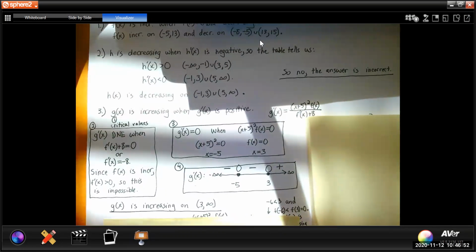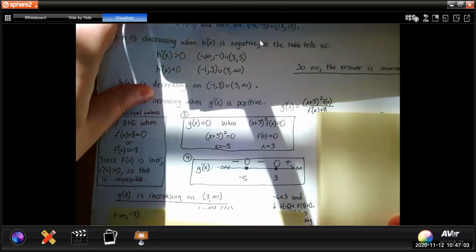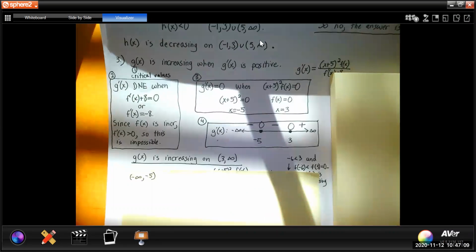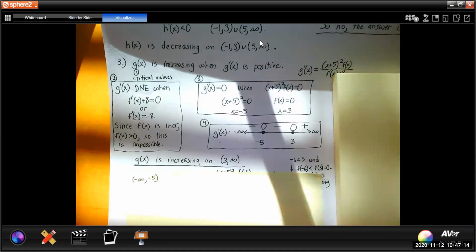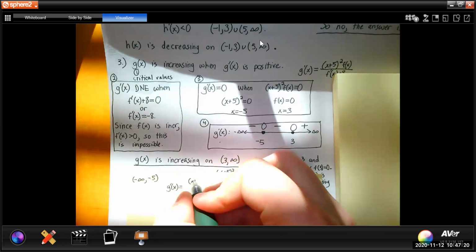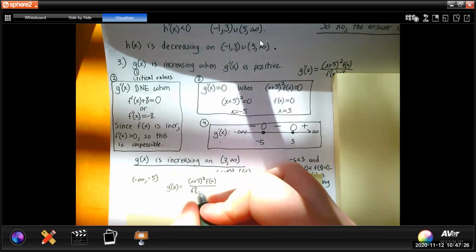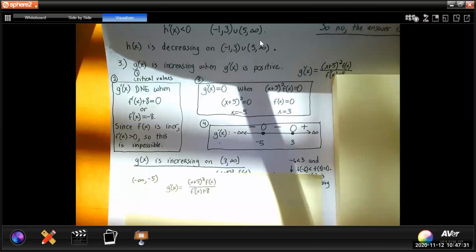Okay, let's first look at the interval from negative infinity to negative 5. On this interval, I already said that g of x is decreasing because g prime of x is negative. Well, how did I know that? I knew that by looking at g prime of x, which again is the formula (x plus 5) quantity squared times f of x divided by f prime of x plus 8, and figuring out, is this thing on this interval going to be positive or negative?